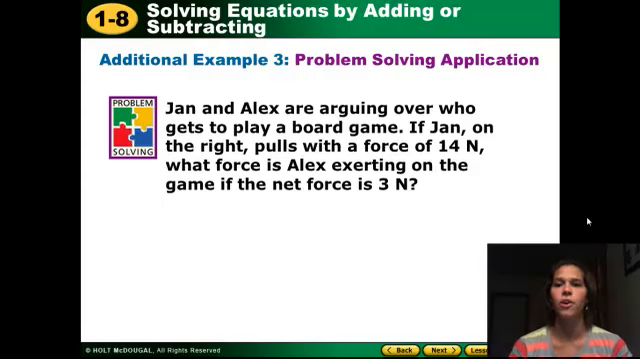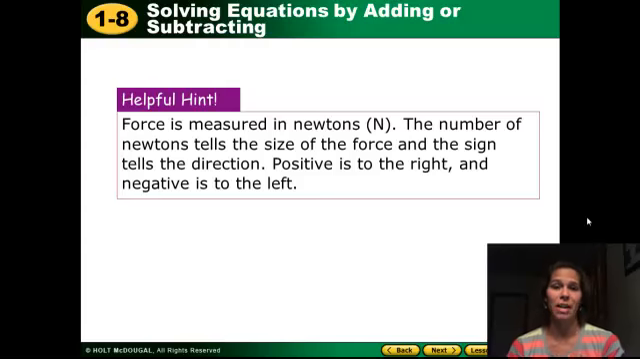Jan and Alex are arguing over who gets to play a board game. If Jan, on the right, pulls with a force of 14 newtons, what force is Alex exerting on the game if the net force is 3 newtons? That means it's a little bit of a tug of war and it's not balancing out. We're having this positive 3 newtons, which if Jan already has positive 14 newtons, that means Alex is going the opposite way. His is going to be measured as a negative.